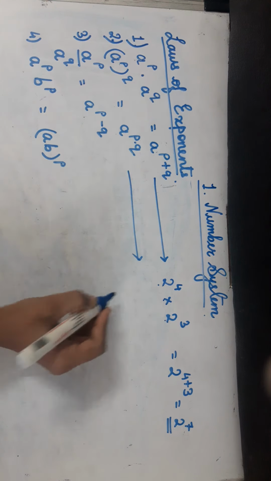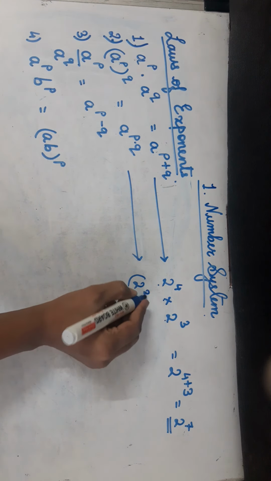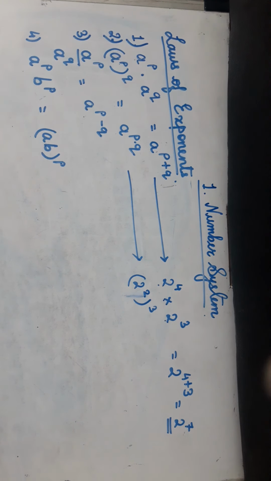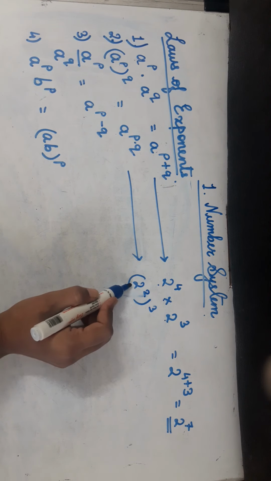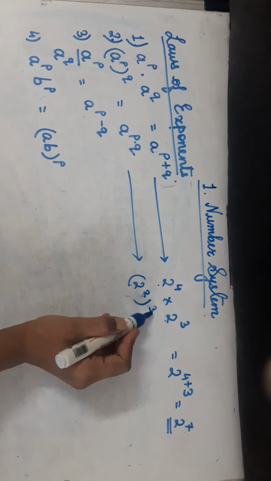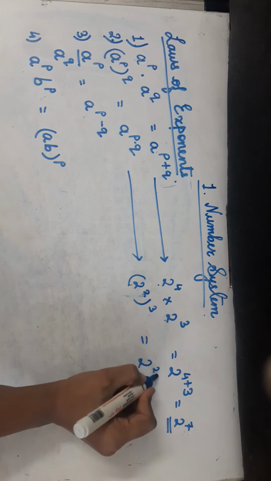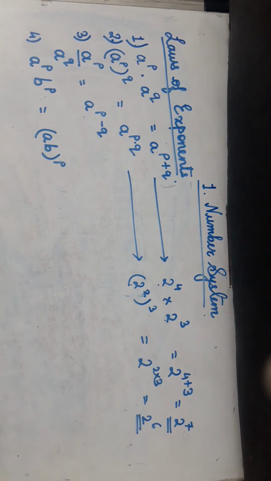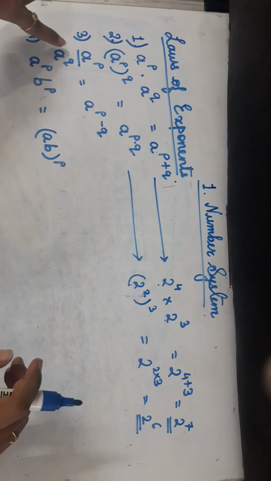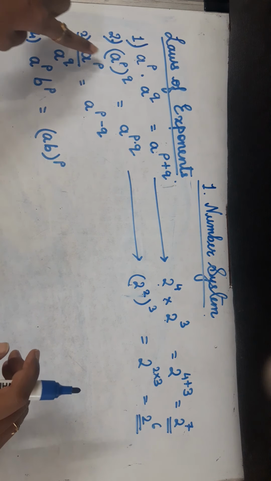Okay, so let us take some example. 2 square raised to 3. So it is a raised to p whole raised to q. It will be 2 raised to 2 into 3, that is 2 raised to 6.